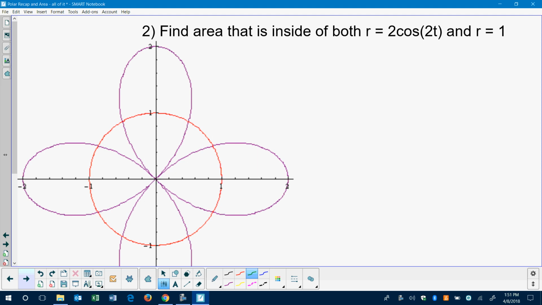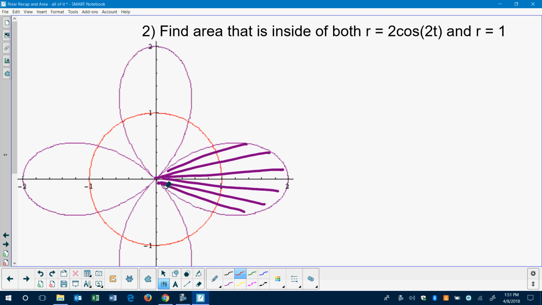All right, so for the second question, again, this is the same picture, so the same two functions, but the phrasing is a little bit different. So here we want to find the area that is inside both curves simultaneously. So let's think about what that might refer to. Area that is inside the purple curve would be like all of these regions. And then inside of the circle is this part.